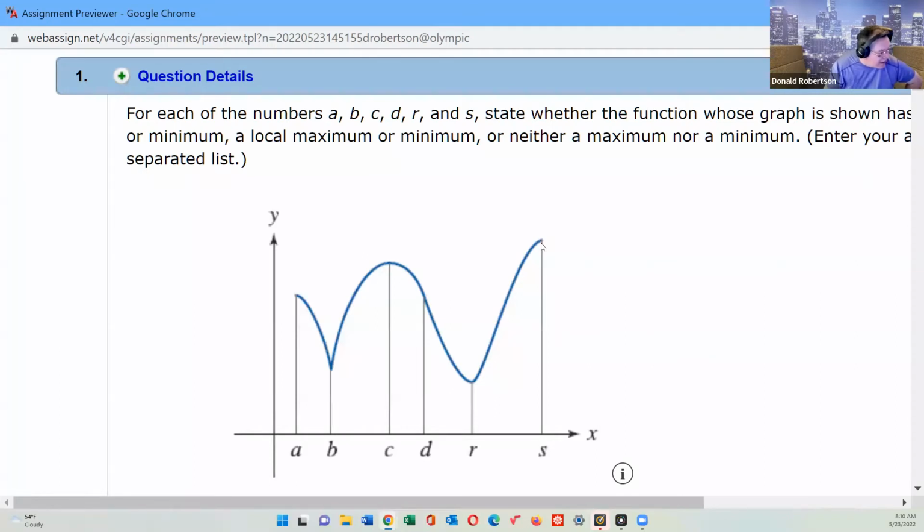Absolute maximum S, local maximum C. And you begin to see the difference between an absolute max and a local max, and same for the minimums. They can both have the same shape, right? They can both be hills and valleys, but to be an absolute max, don't you have to be higher than anyone else? And to be an absolute minimum, you have to be lower than anyone else.